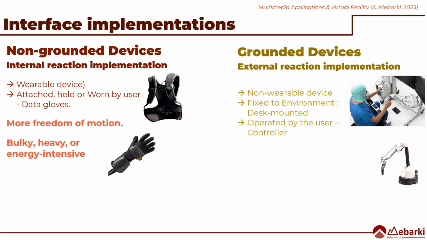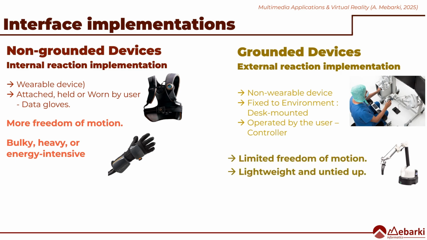This anchoring allows these systems to generate stronger and more precise kinesthetic feedback compared to non-grounded devices. Grounded systems are physically constrained within a defined mechanical workspace, which limits the user's freedom of movement, but the off-body placement of actuators often results in a lighter and easier to manipulate interface.